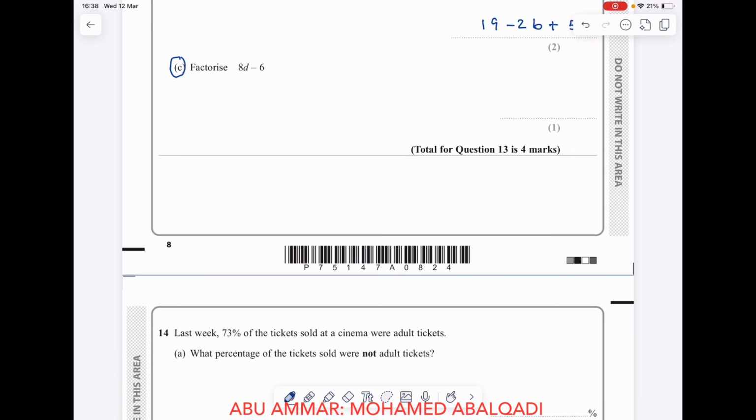Our next question is question 13c, which says factorize 8d minus 6. So in order to factorize, we need to put these numbers in brackets. So we need to put something outside the bracket and others inside the bracket. So what do we put outside the bracket? We put the highest common factor between these two numbers, 8 and 6. So let us list the factors of 8 and 6. For 8 will be 1, 2, 4, and 8. For 6 will be 1, 2, 3, and 6.